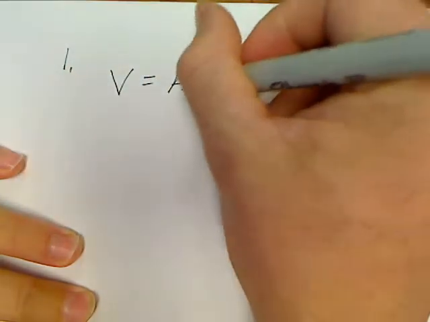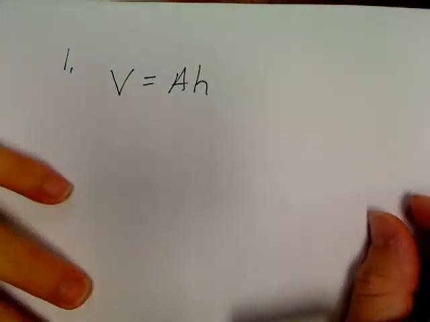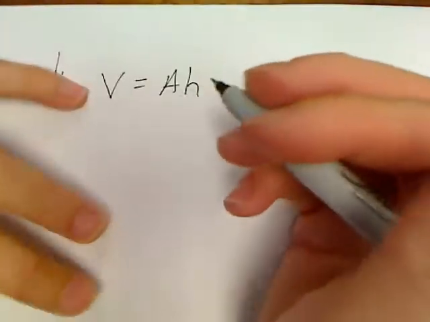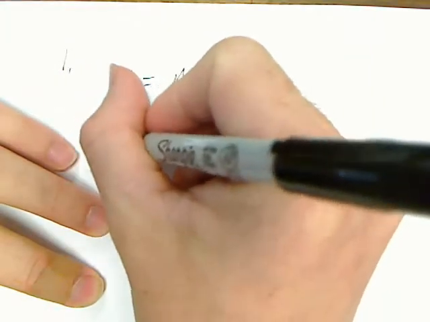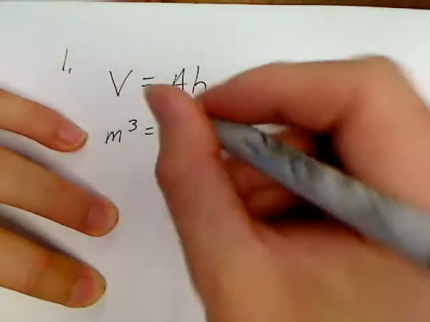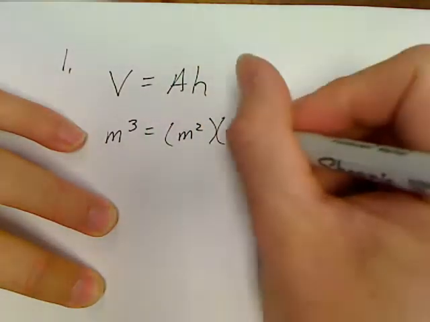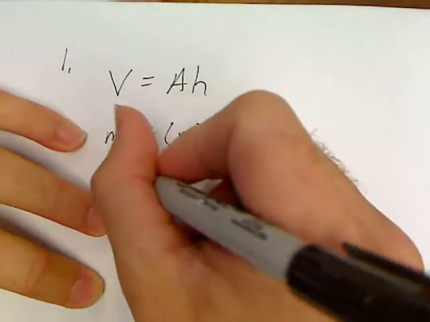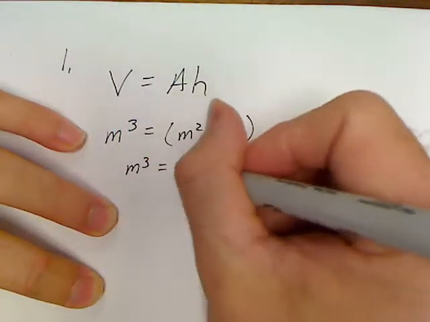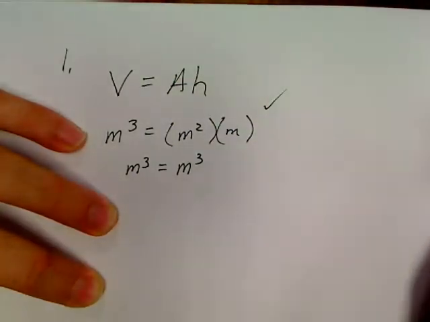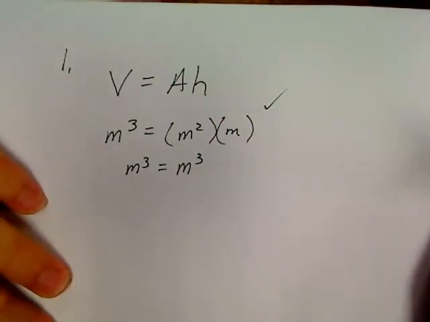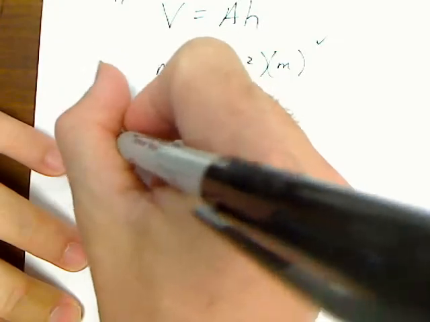just says to show that V equals A h is dimensionally correct. So I'm just going to do that. Is this equation dimensionally correct? Well, what's the unit for V? It's a meter cubed. The unit for A is a meter squared, and the unit for height is just a meter, which gives you meter cubed equals meter cubed. So this is a dimensionally correct equation. I'm going to skip on to number 2.